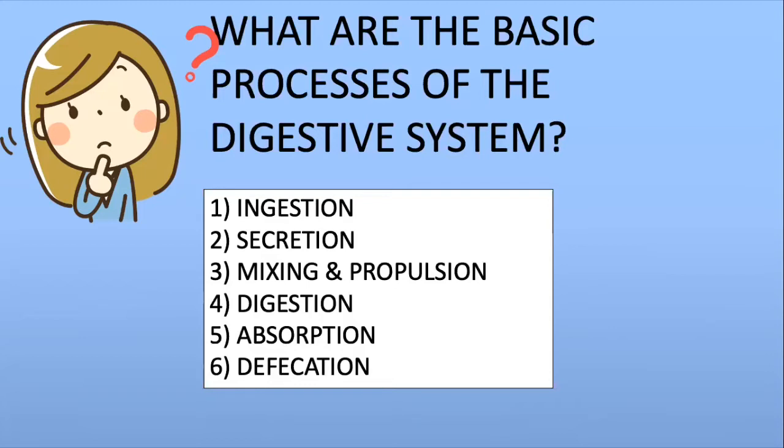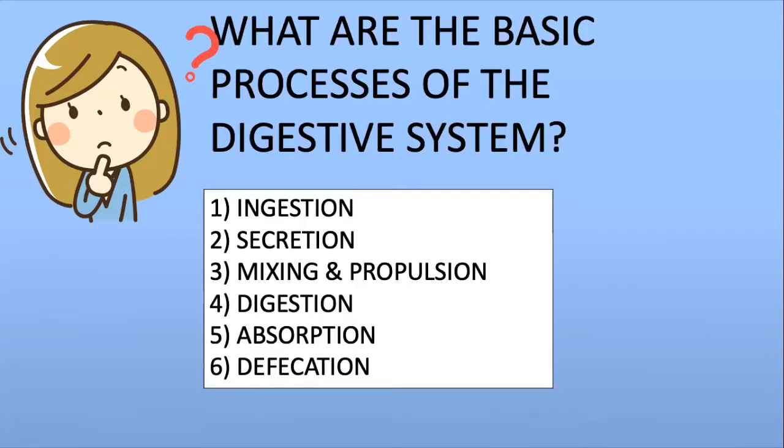So when we say ingestion, from the word ingest, this is the process in which it involves taking foods and liquids into the mouth. So sa madaling salita, it is what you call eating and drinking. Okay? Next, secretion. When we say secretion, it refers to the 7 liters per day secreted by the accessory glands. Okay? So examples of secretions, we have water, acid, enzymes into the lumen of the GI tract.